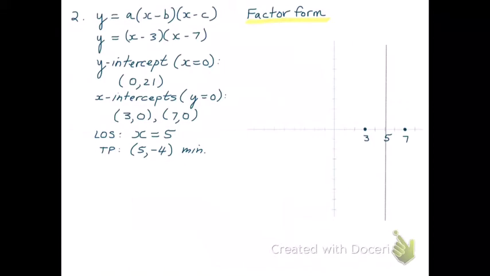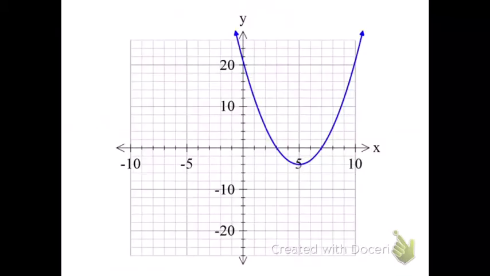This is a minimum turning point because once again a is greater than 0, which means that the parabola is concave up. So we can now plot the extra points we found. The turning point is (5, -4), the y-intercept is (0, 21), and you can sketch the graph. Once again, here's the graph plotted with the aid of a computer or calculator.